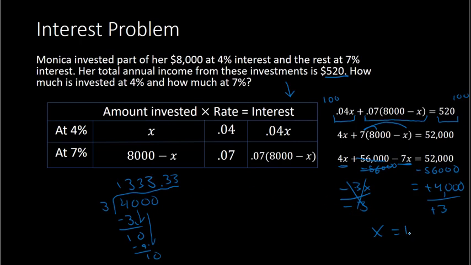So my solution would be 1,333.33. That is my value for x. So that would be the amount invested at 4%. Then 8,000 minus that number would give me the amount invested at 7%. And that would be 6,666.67. And that's the amount invested at 7%.